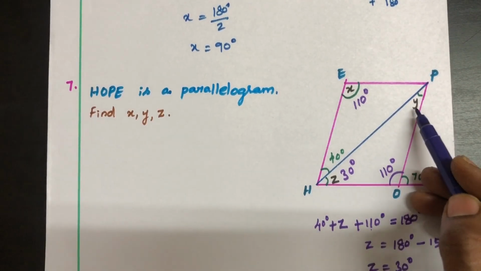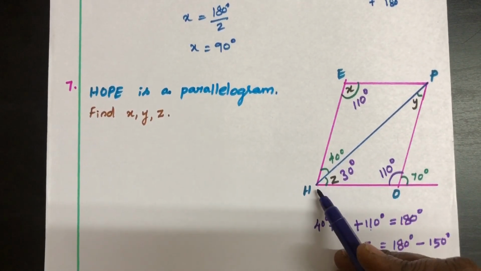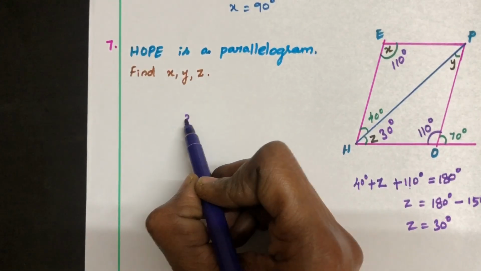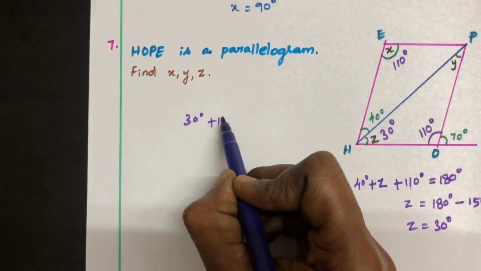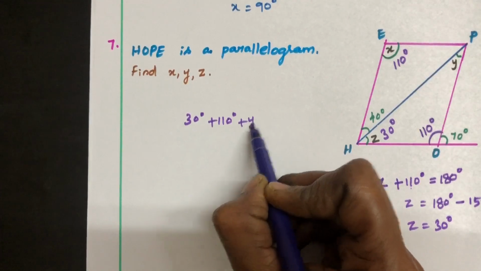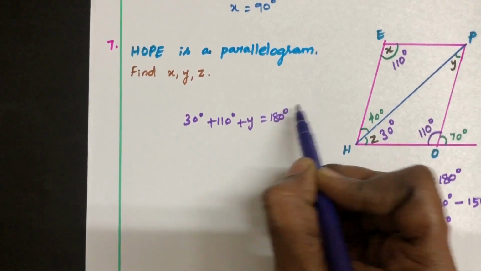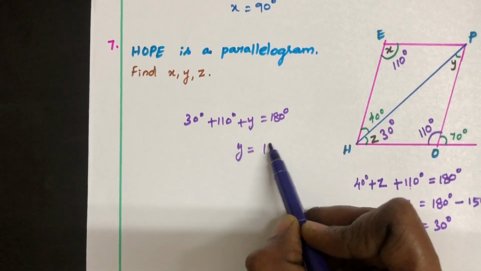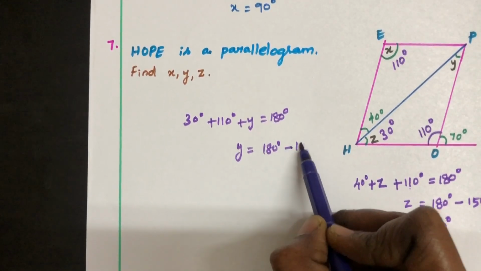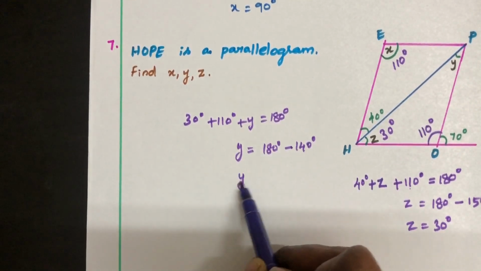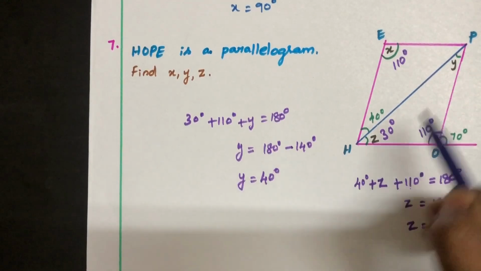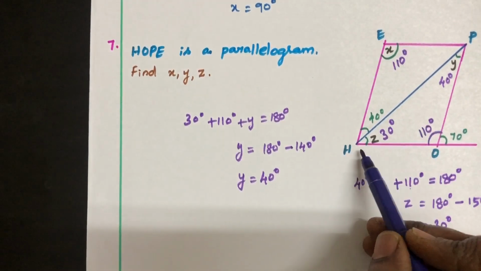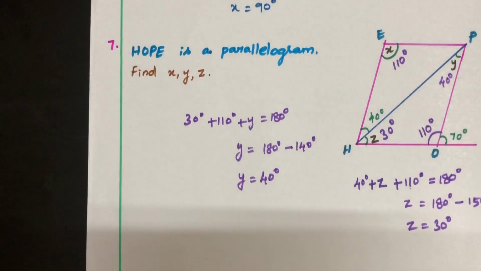Now, what is the value of y? Consider this as a triangle. If this is a triangle, 30 degrees plus 110 degrees plus y is equal to 180 degrees. Always the angle sum of a triangle is 180 degrees. So, y is equal to 180 degrees minus 140 degrees, which gives us 40 degrees. Therefore, x equal to 110, y equal to 40 degrees, z equal to 30 degrees.